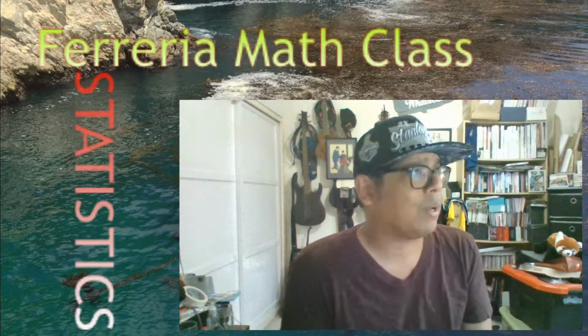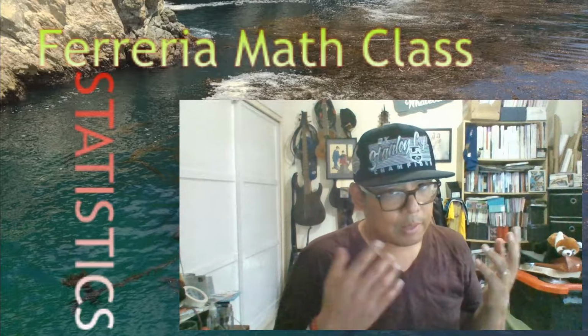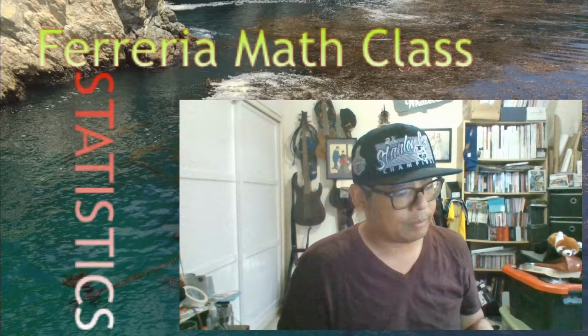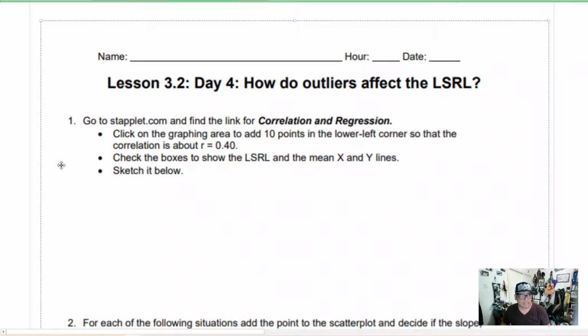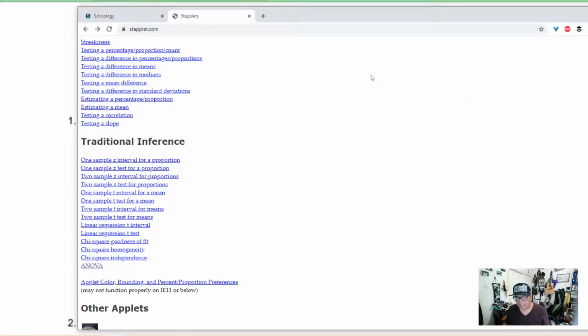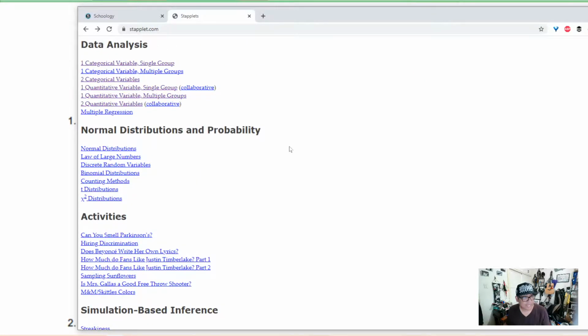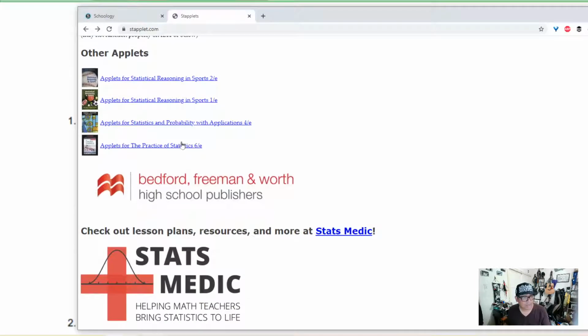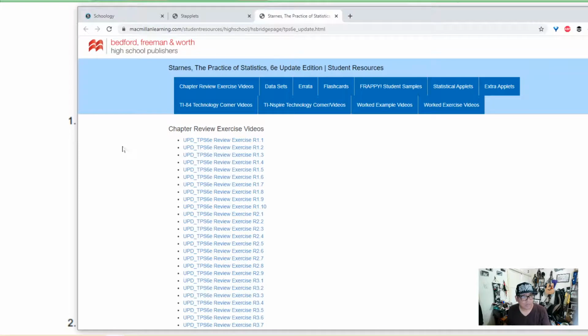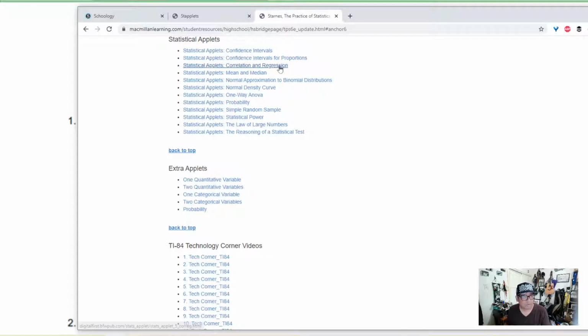Let's get started with outliers and the least squares regression line, the final section here in Chapter 3. It says to go to Staplet.com and find the link for correlation and regression. Let's go ahead and do that. It's a little hard to find here on Staplet. It's actually down at the bottom with applets for the practice of statistics. I'm going to click that, open up a new tab, and we'll go to Statistical Applets, and we're looking for correlation and regression.